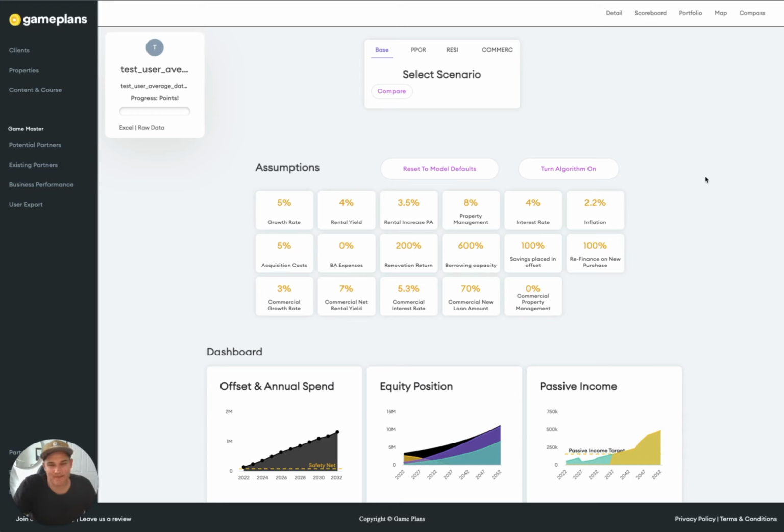Hey guys, I'm super excited to be sharing with you the new feature on the Gameplans platform over on the Compass page. Historically we were able to do up to 4 different scenarios, which some people would like some more of, but I think it's really key to have only 3 or 4 different variations of what it is that you actually want to do.